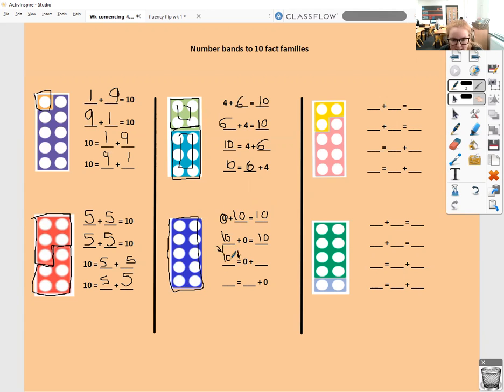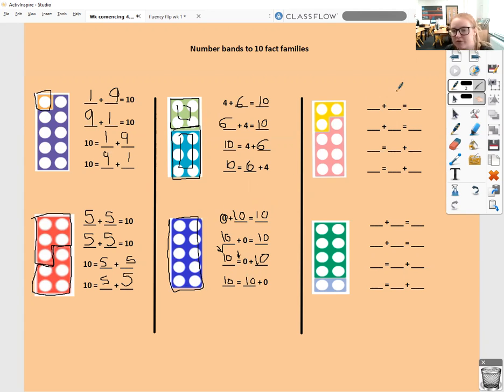We want my whole to go first this time because my equal symbol is here. So my whole is 10. 10 equals 0 plus how many more? 10 equals 0 plus 10 more. And finally, what is my whole? My whole is 10. 10 equals something add 0 more. Well, I know 10 equals 10 add 0 more.